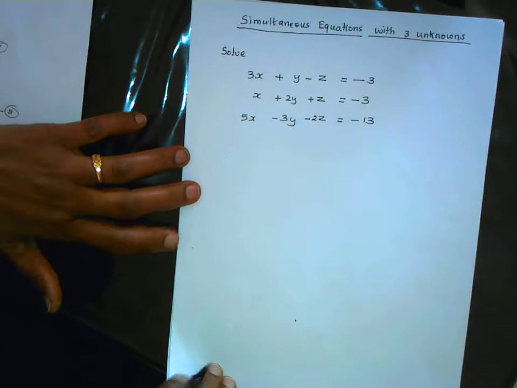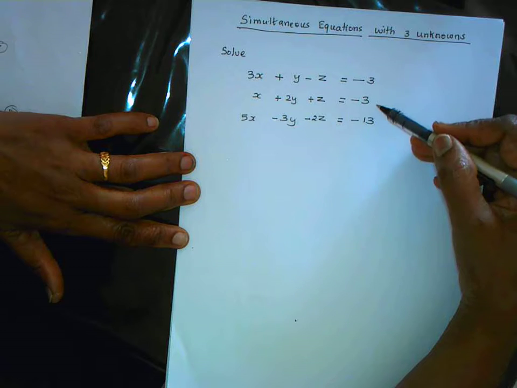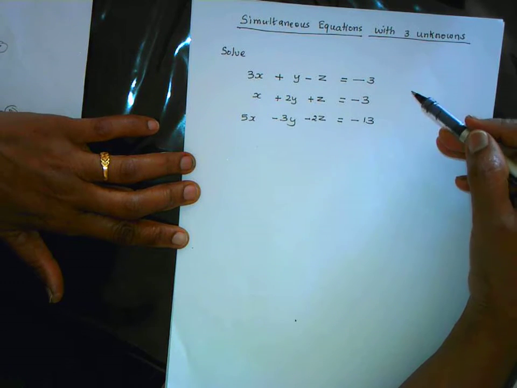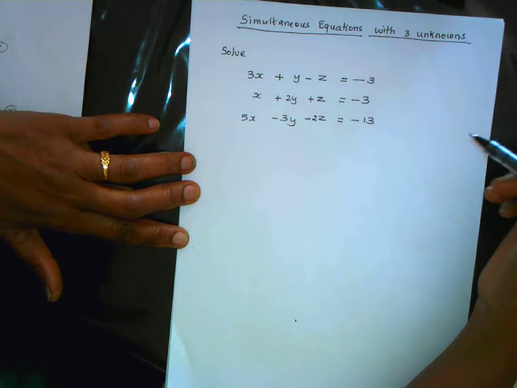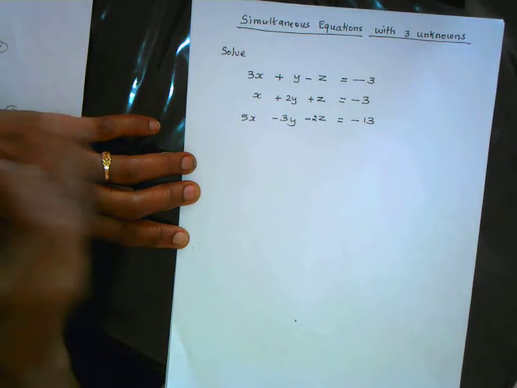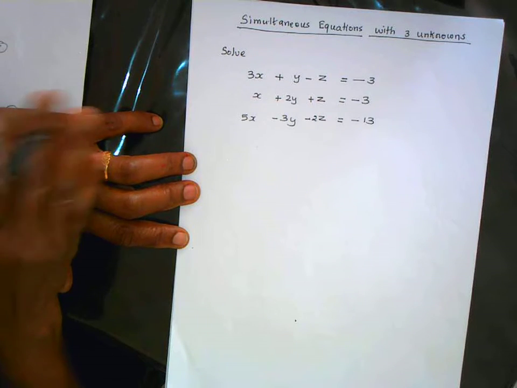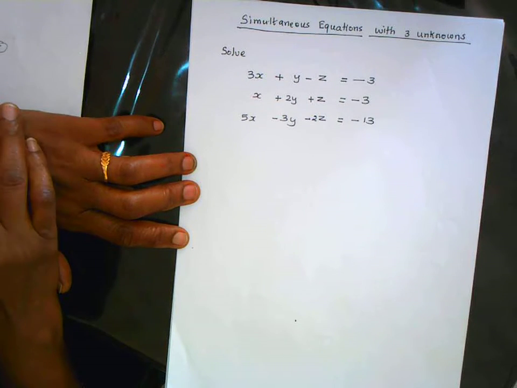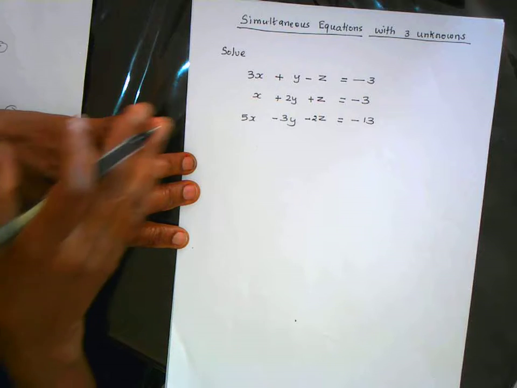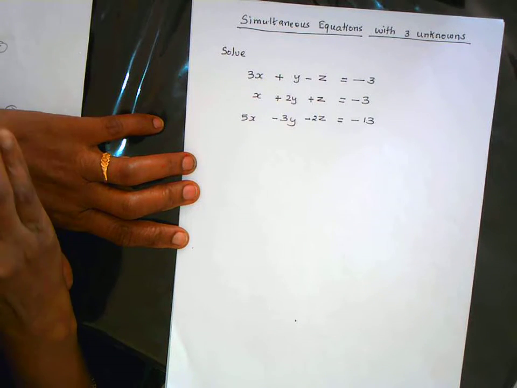Okay, here there are three equations with three unknowns x, y and z. Simultaneous equations can be solved using either the substitution method or the elimination method, but in this question I don't think the substitution method would work. So the only option is the elimination method. So that means these three equations have three unknowns.